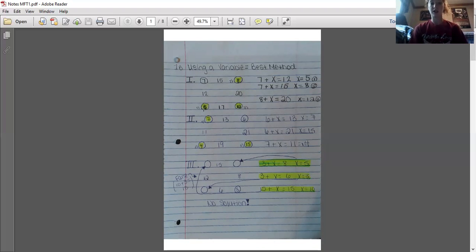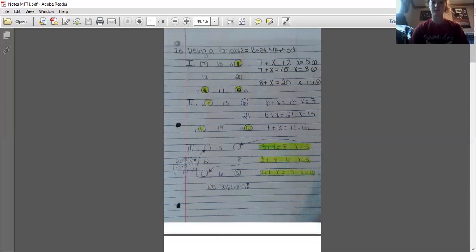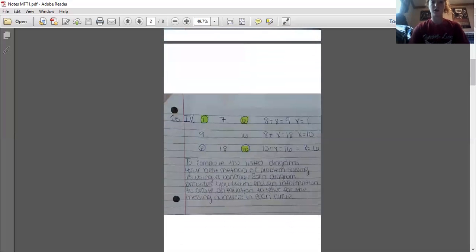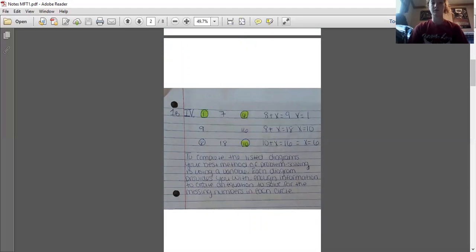In number 3 of this part B, there was no solution. You couldn't get the left side to equal up how it needed to be. The fourth part of this problem, 8 plus x equals 9, so x equals 1, and that gave me the top left circle. 8 plus x equals 18, so x gave me 10, that gave me the bottom right circle. 10 plus x equals 16, so x equals 6 to complete.